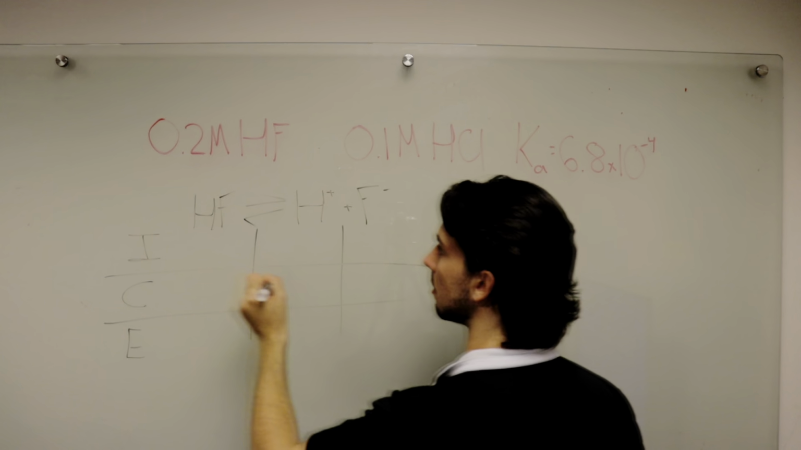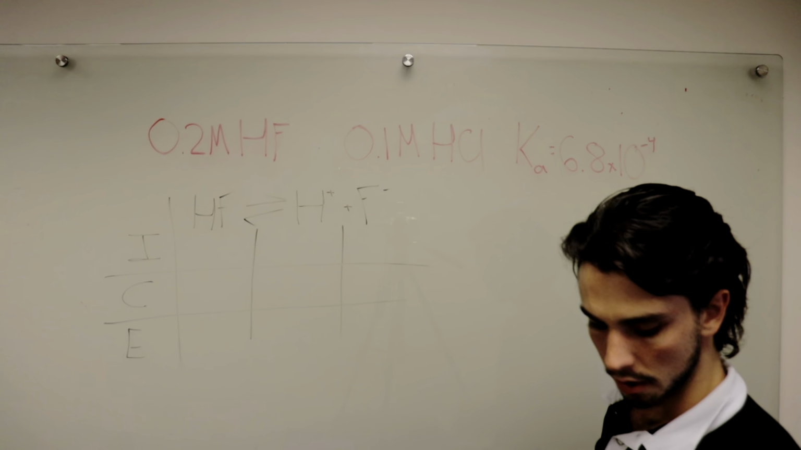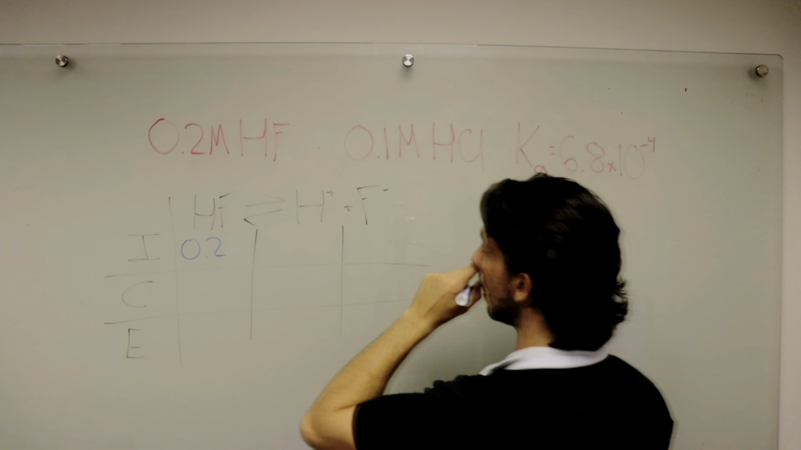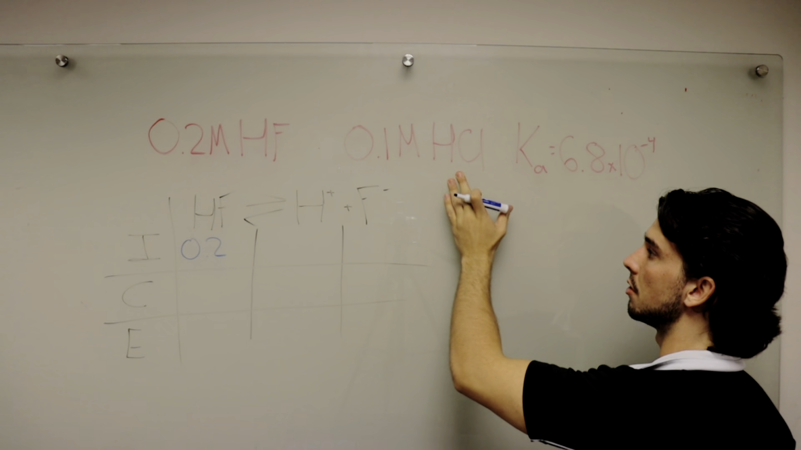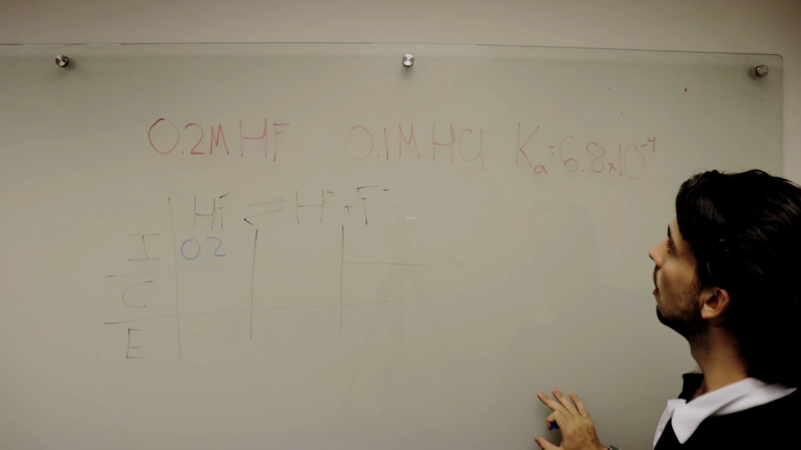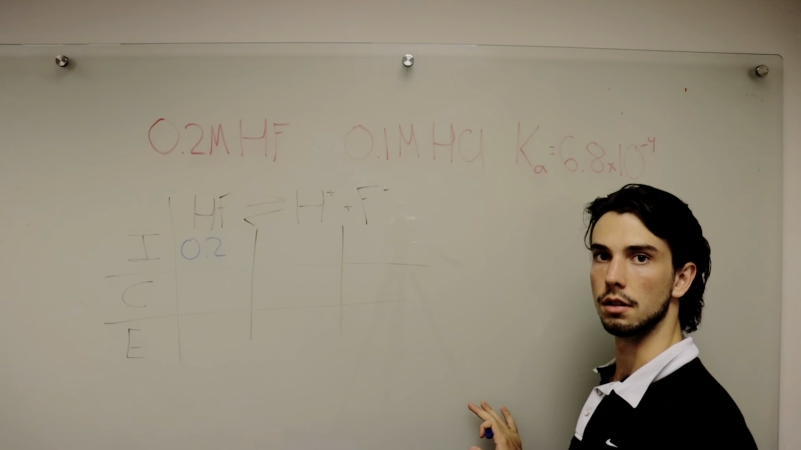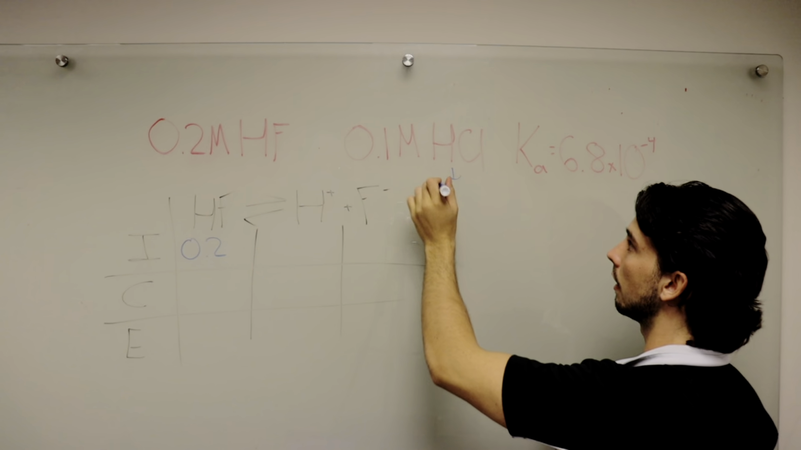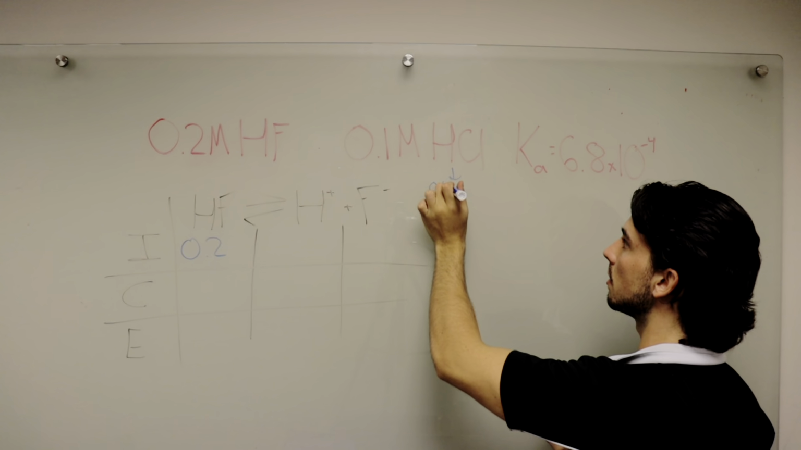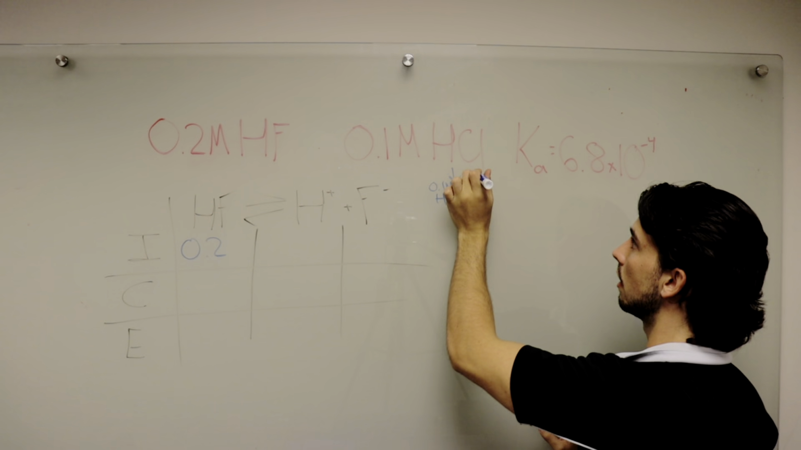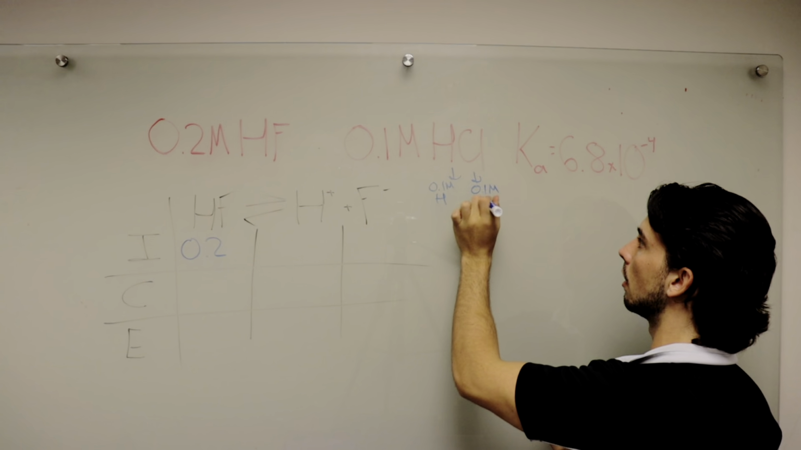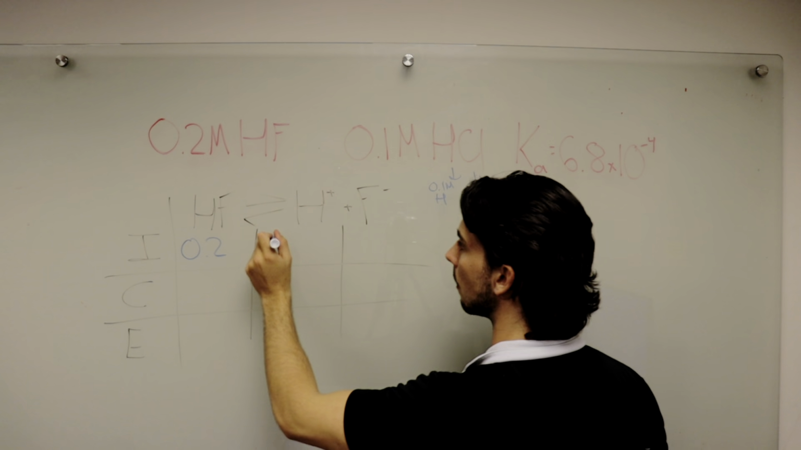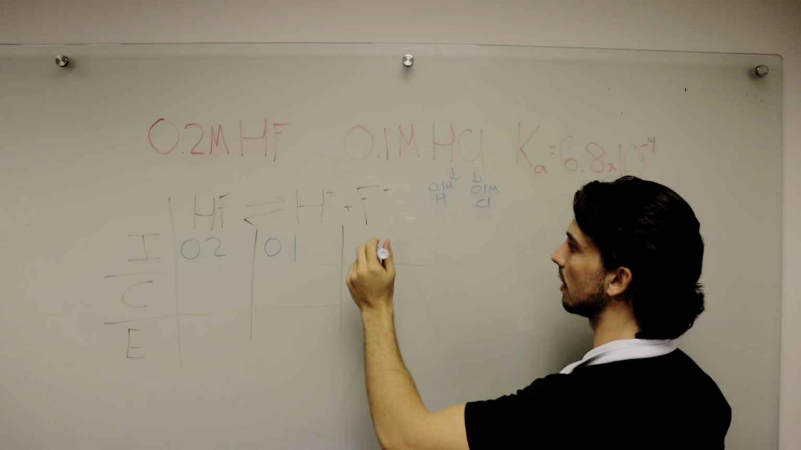Now we can start with our initial concentrations that were given. We have 0.2 molar of hydrogen fluoride, and 0.1 molar of hydrogen chloride. Hydrogen chloride, being a strong acid, is going to completely dissociate, giving a 1-to-1 ratio of hydrogen and chloride. So we'll have 0.1 molar of hydrogen and 0.1 molar of chloride. We can write our initial hydrogen concentration as 0.1. Fluoride, we have nothing.